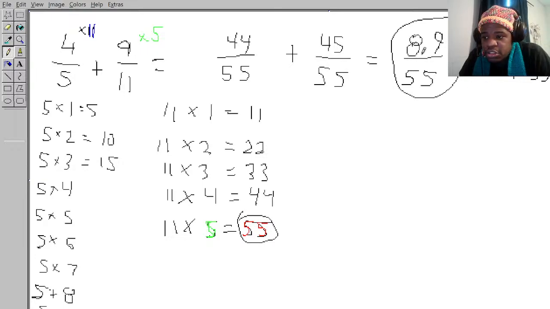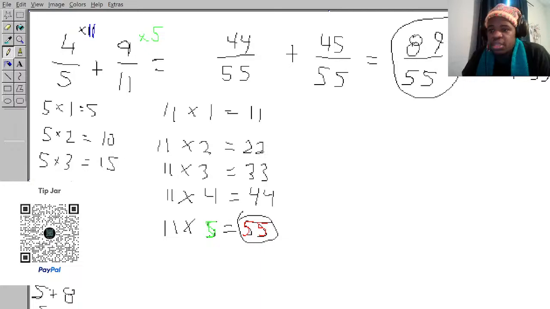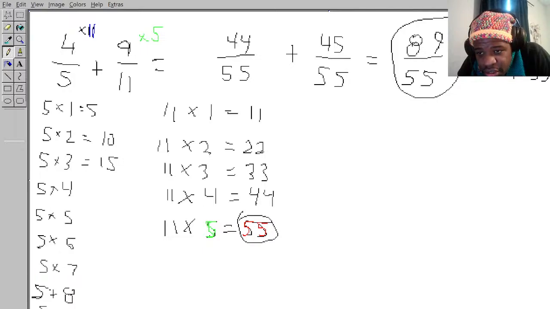And then basically you just subtract the 55 from 89 to get your numerator. So that is going to be 9 minus 5 is 4. And 8 minus 5 is 3. And that is your answer. I'm just double checking to see if I can simplify this. No. No. Okay.